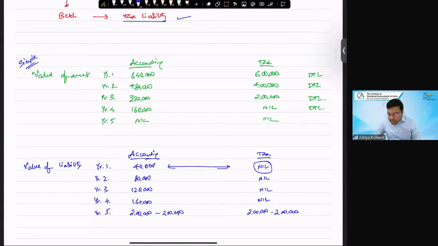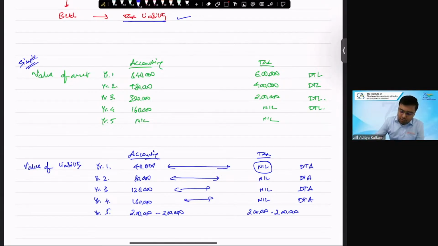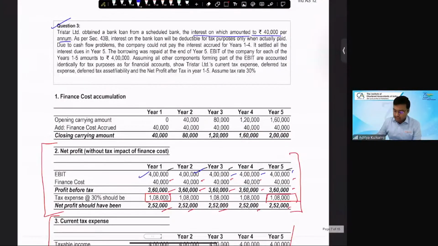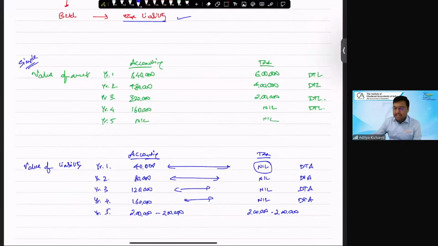This difference is claimable in the future. So this is why this ends up becoming a deferred tax asset. Are we okay with this? Yes, sir. And this is a cumulative value of the asset. Now, when I say DTA, there is one step which I skipped.